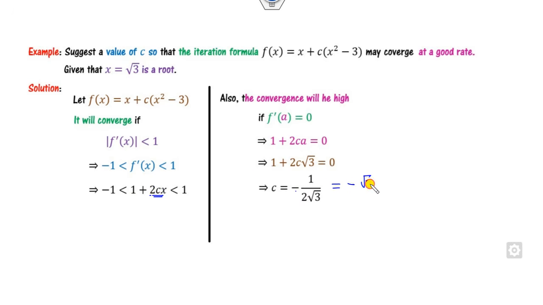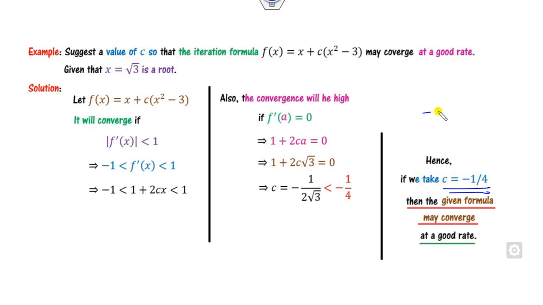I can reduce this number as root 3 divided by 6, means 1.732 divided by 6. It is 0.288, minus 0.288. So I can choose any number which is smaller than 0.288, which is less than 0.25. So the best way is you can choose any number which is less than this. So I can choose c as minus 0.25, which is a proper decimal number.